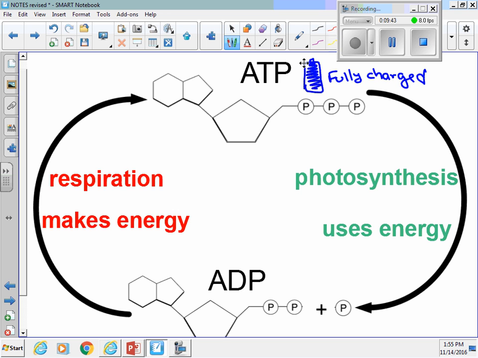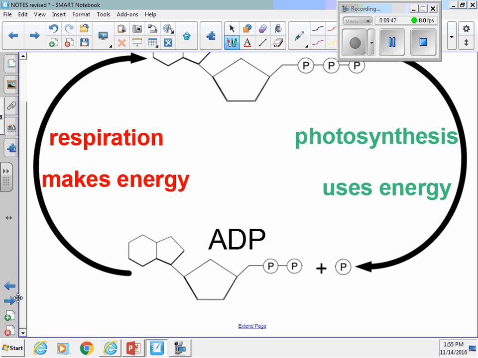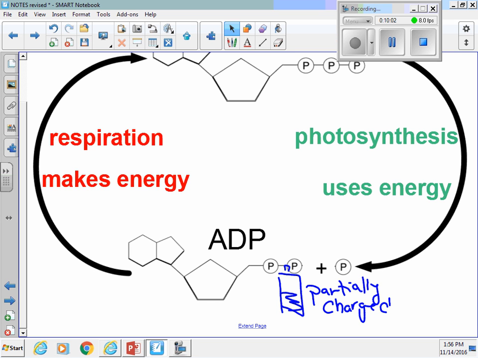And ADP, and we'll draw that over here, is like our partially charged battery. So it has the potential to have lots of energy, but it needs to pick up that phosphate in order to do that, and then it'll store it and it'll be fully charged again.